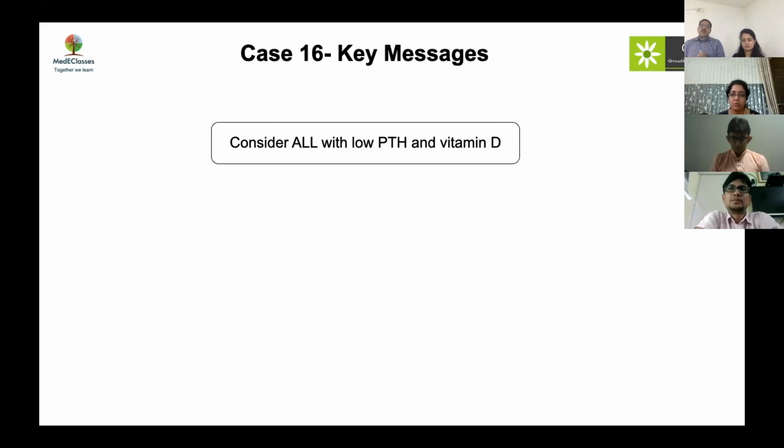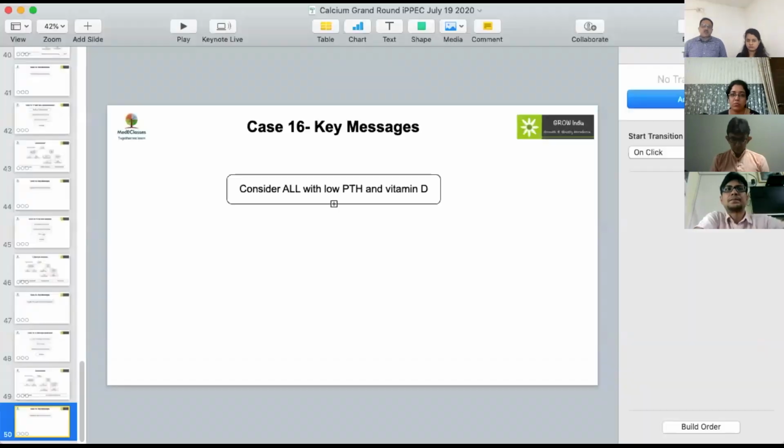So if you have hypercalcemia, it is rare, but it has got something inside. It could be hyperthyroidism, it could be vitamin D toxicity, this could be acute leukemia. So all those situations you have to be very, very wary about when you are evaluating a child with hypercalcemia. I think that's a very big message which is there.